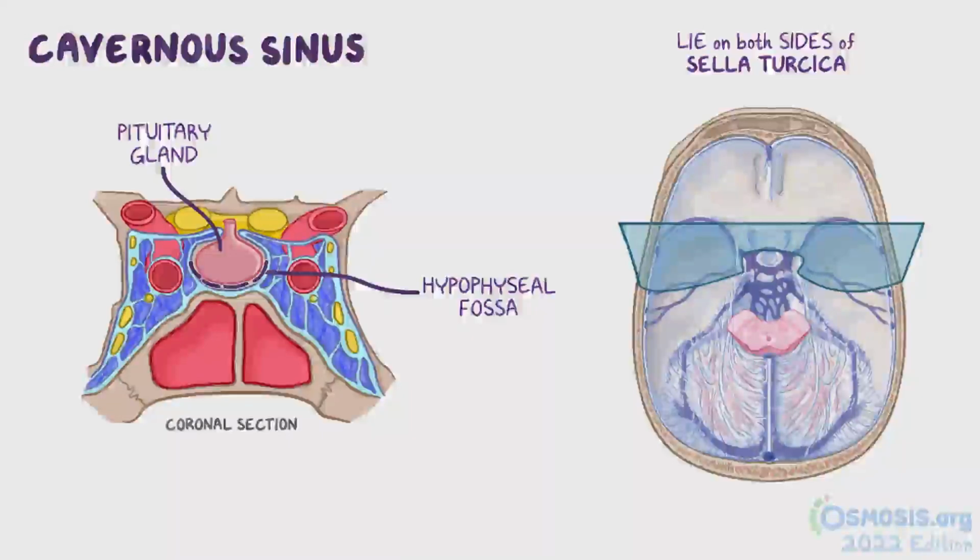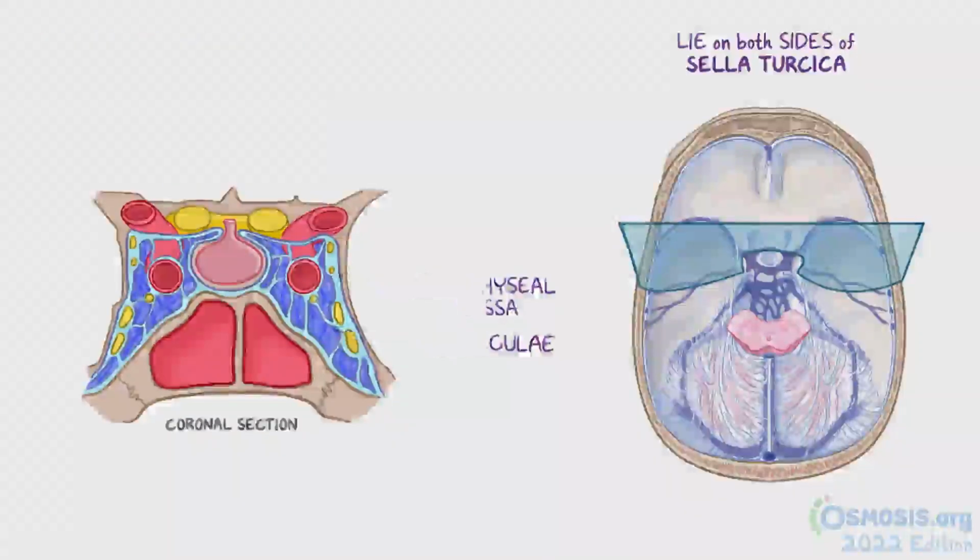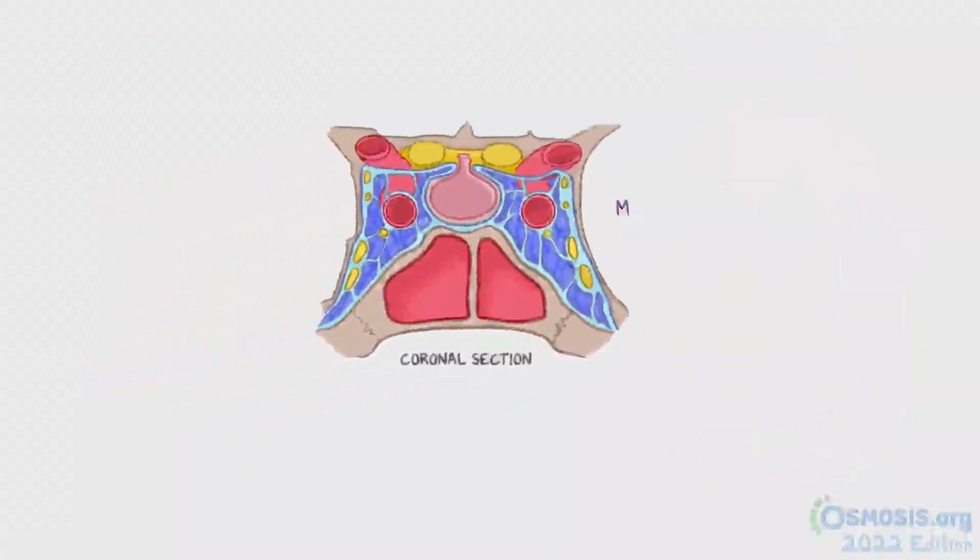Looking at a coronal section, the cavernous sinus contains numerous fibrous trabeculi that result in the sinus having a spongy, cave-like appearance. The cavernous sinus has a medial and lateral border, a floor, and a roof.